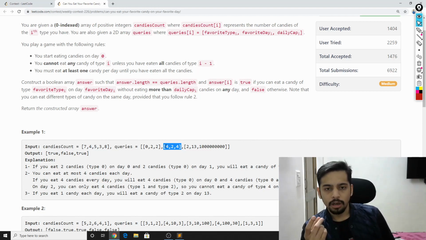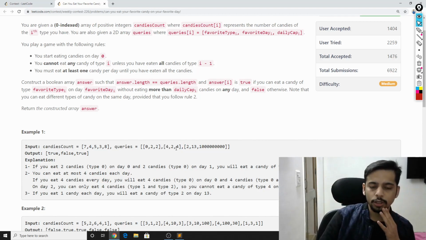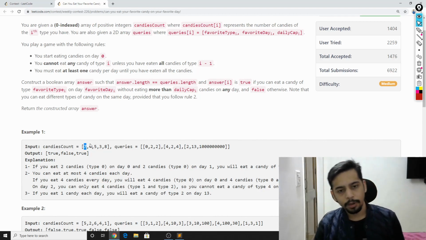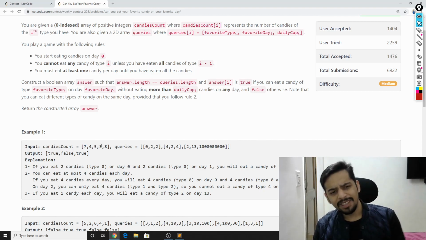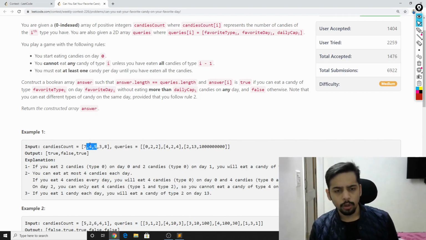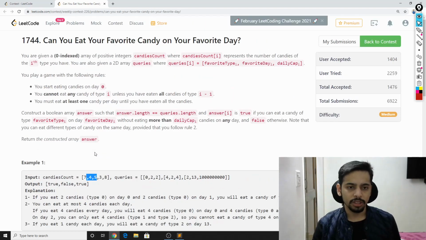No, wait. On day 2, I would like to eat at least 1 candy of type 4. And that might not be possible with a daily capacity of 4. Why is that so? Because if you eat 4 candies of type 0 on day 1, then you are left with 3 candies of the next type. Majorly you would not be able to eat all these candies till day 2, so you will lose. Now it makes more sense to me.